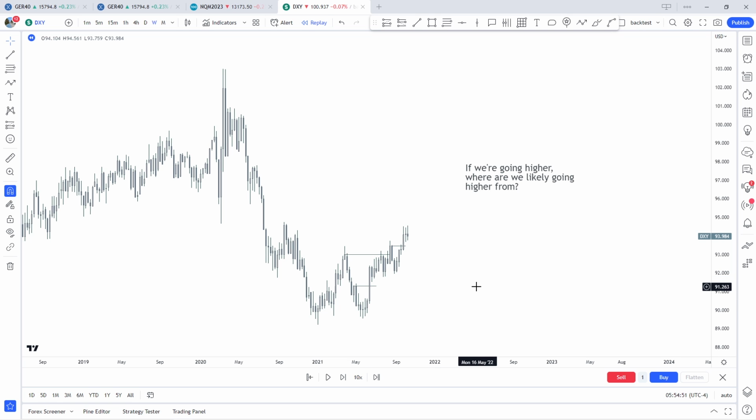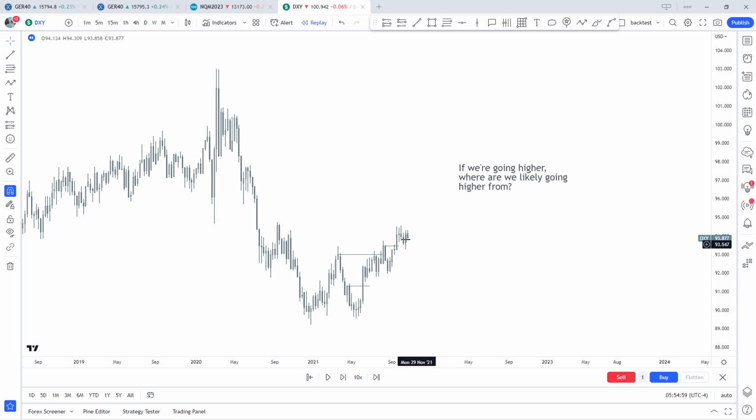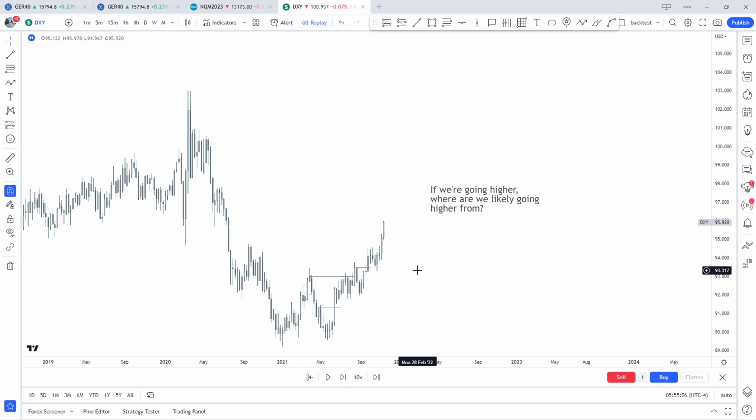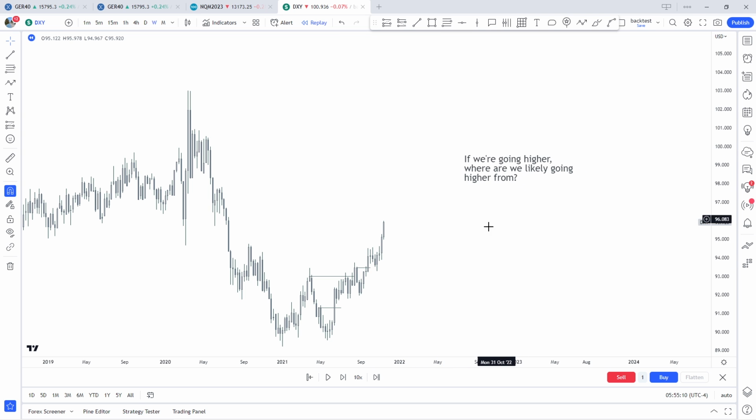Now, if we are going higher, where are we likely going higher from? This order block plus this fair value gap. And I want to see it respect that. Ooh, beautiful rejection away. All right, perfect. We have some new price action to deal with. If we are going higher, where are we likely going higher from? Well, we have this fair value gap right here. We have this new order block right here. I'm taking the body of the order block because it's not overlapping. The highest point of this wick is not overlapping with the fair value gap. So I'm taking the body.